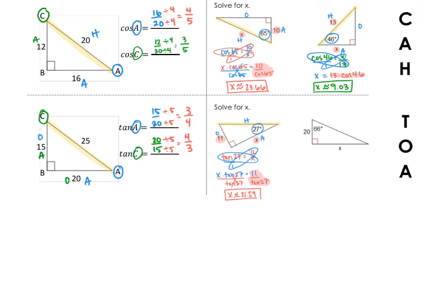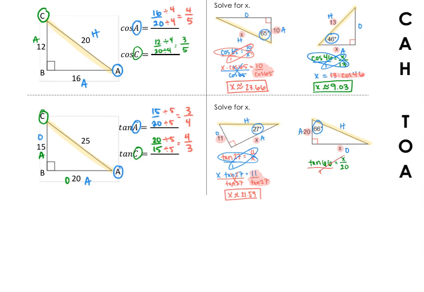All right, let's look at the second example. Highlight the hypotenuse, circle the reference angle, and label the sides. For this one, we are solving for the opposite side, and we are given the adjacent. That's how we know to use tan. So it's going to be tan 66 equals opposite over adjacent. It's going to be x over 20.